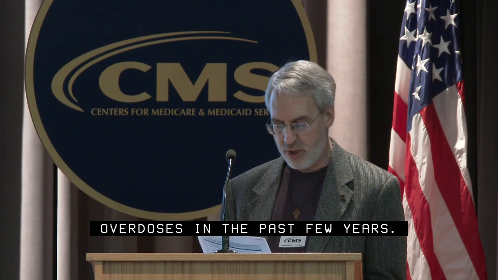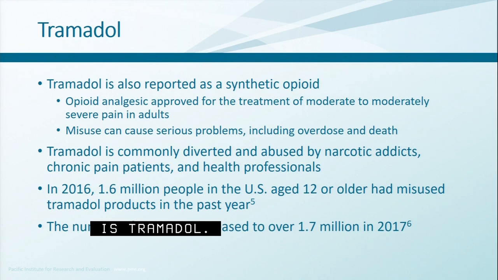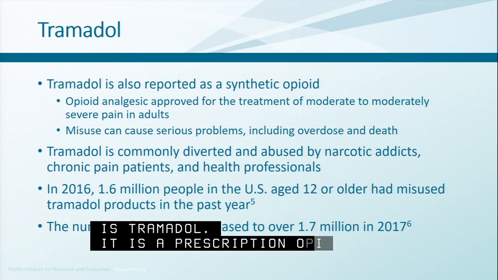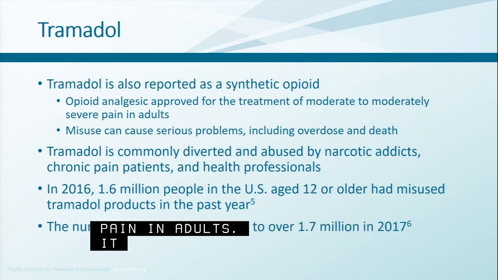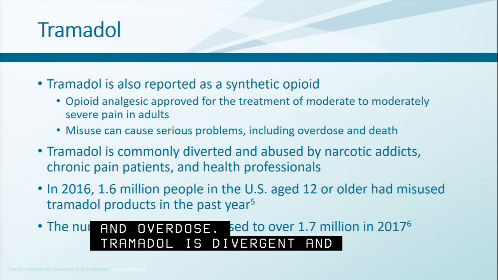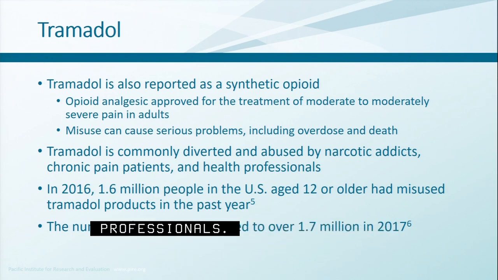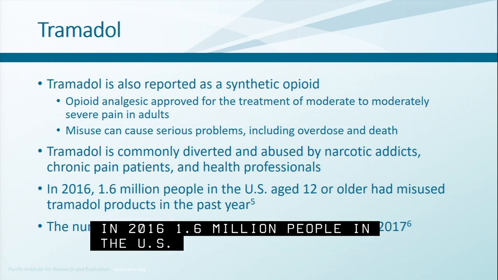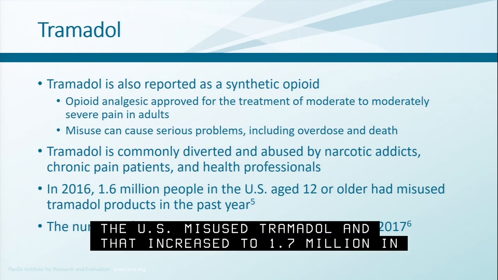The other big synthetic opioid is tramadol. It's a prescription opioid that's approved for treatment of moderate and moderately severe pain in adults. Its misuse can cause serious problems, including death and overdose. Tramadol is commonly diverted and abused by narcotic addicts, chronic pain patients, and health professionals. In 2016, 1.6 million people in the U.S. misused tramadol, and that increased to 1.7 million in 2017. So it's not growing rapidly, but still it's a large number.